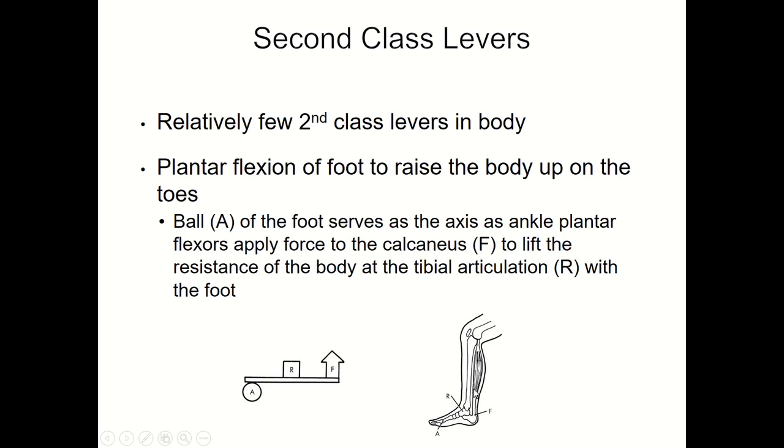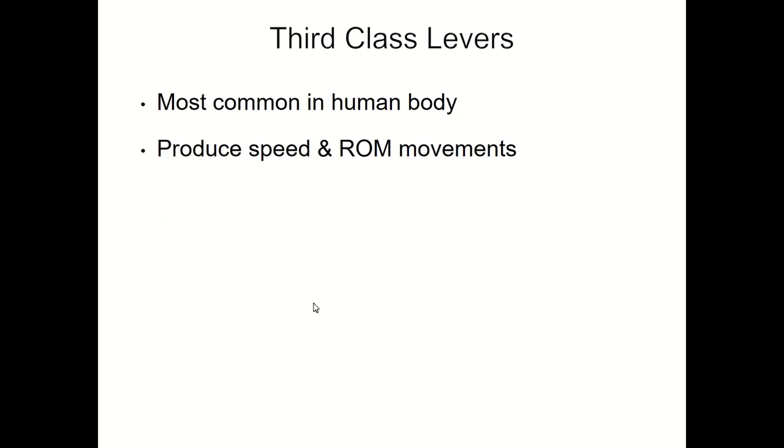And then the force is applied here on the calcaneus because of the gastrocnemius muscle, okay, to overcome the resistance of the body at the tibial articulation here. And by applying this upwards force, putting pressure on this axis of rotation, we can overcome the resistance. And then what's going to happen? Our force here, the calcaneus, actually lifts upwards.